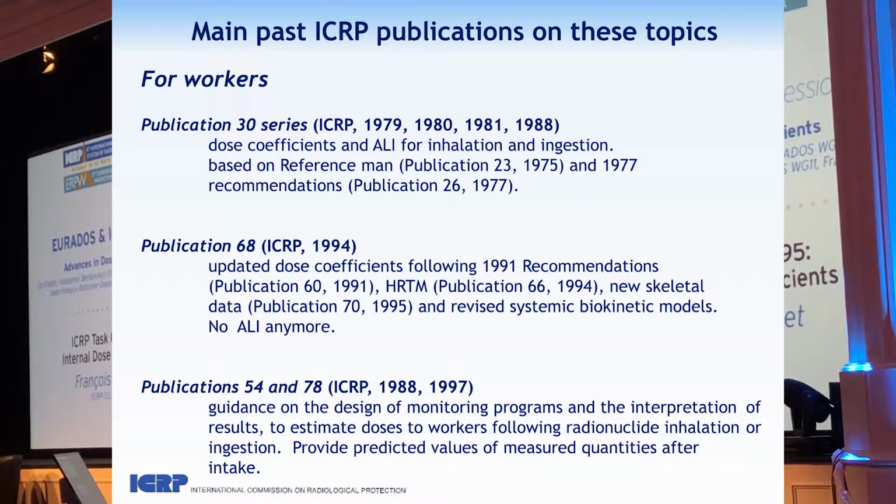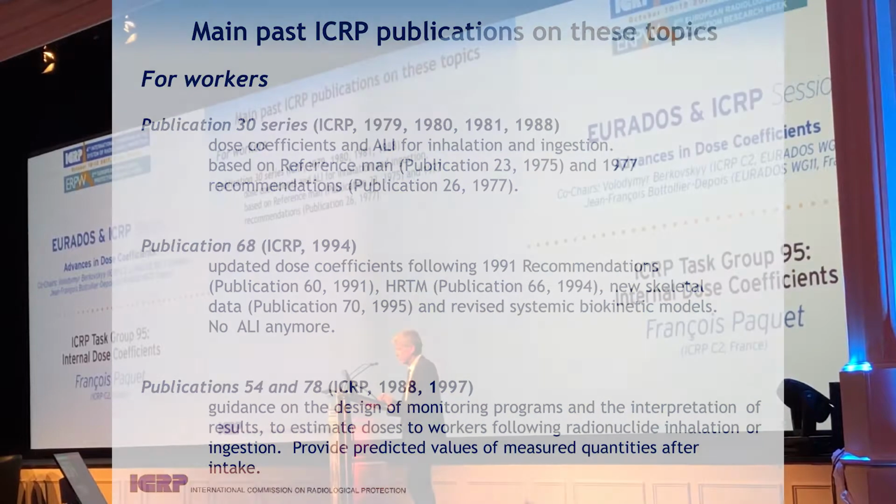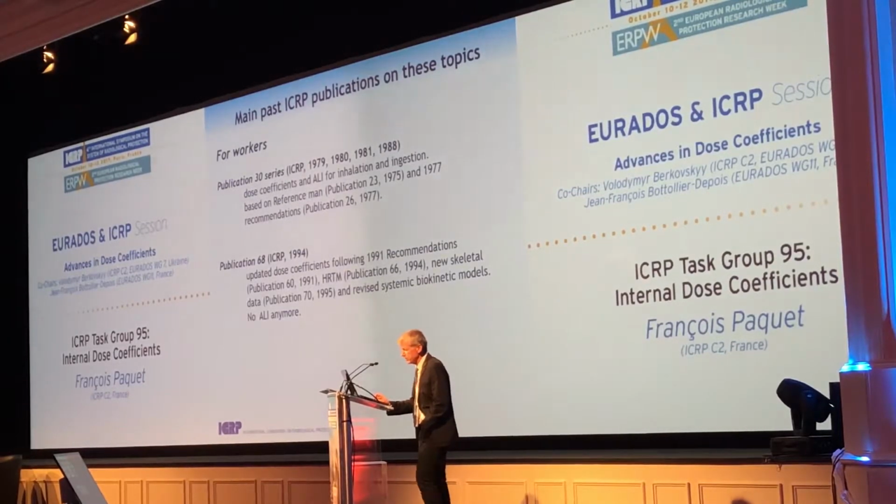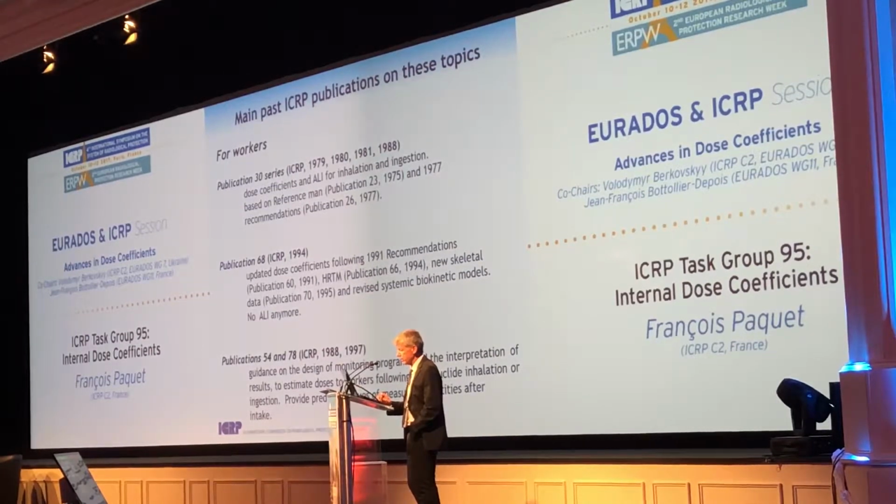So this is not new, and ICRP has worked many years on that and has provided information on dose coefficients for workers as for members of the public. You all remember the Publication 30 series, which started in 1979, which provided dose coefficients for inhalation and ingestion of many radionuclides. This Publication 30 series was completed by Publication 68, with updated dose coefficients, and was also completed by Publications 54 and 78, providing some guidance on the design of monitoring programs and the interpretation of results.